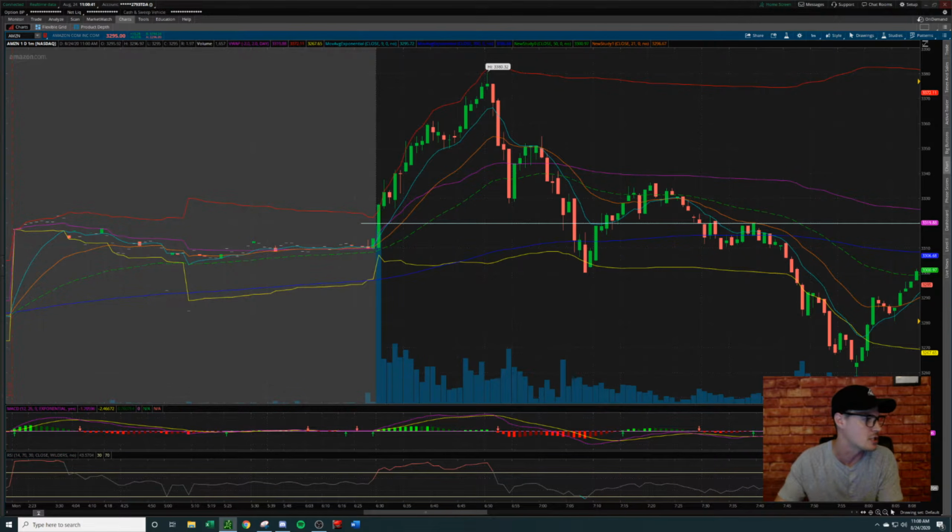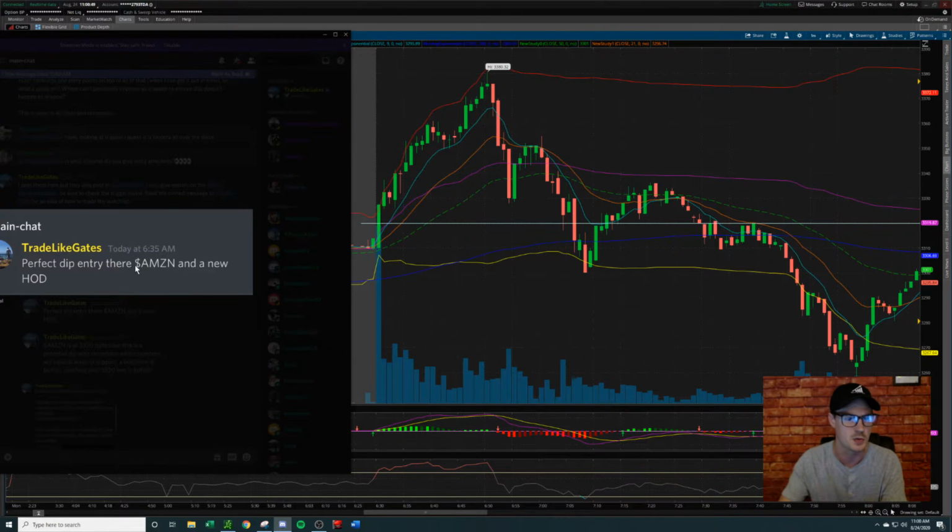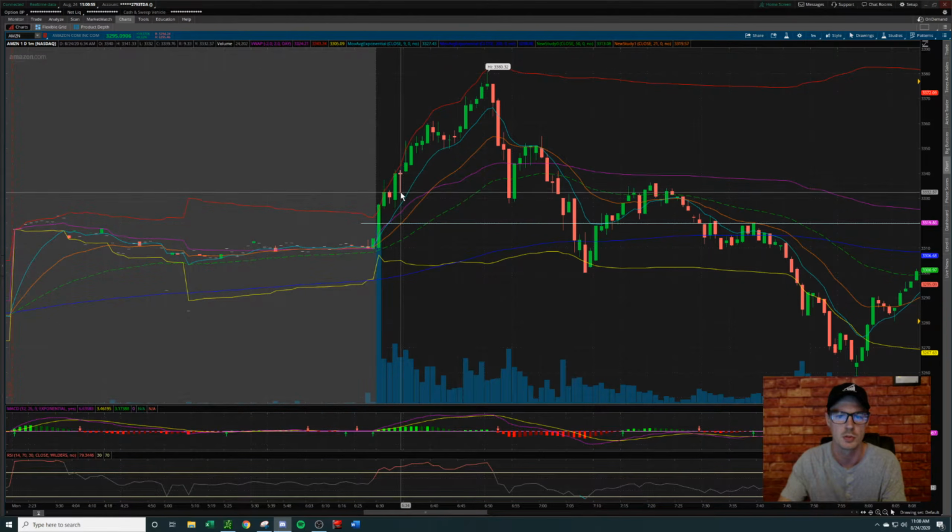I mentioned this in chat right at 6:35 a.m. Pacific time, so perfect dip entry there, ticker AMZN, and a new high of day. That was at 6:35, right after the first 5 minute candle was formed. Here's your dip entry that I was talking about.